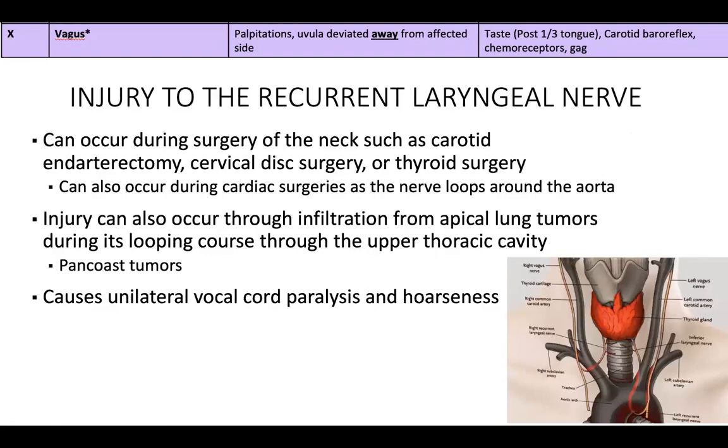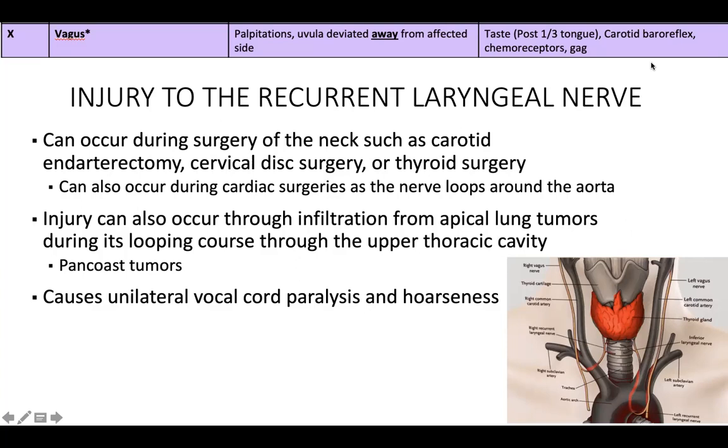Okay, injury to the recurrent laryngeal nerve. This is also a fan favorite for people to test on. In anatomy, neuro, endocrine, it's just in so many subjects, so you can test on it multiple times.